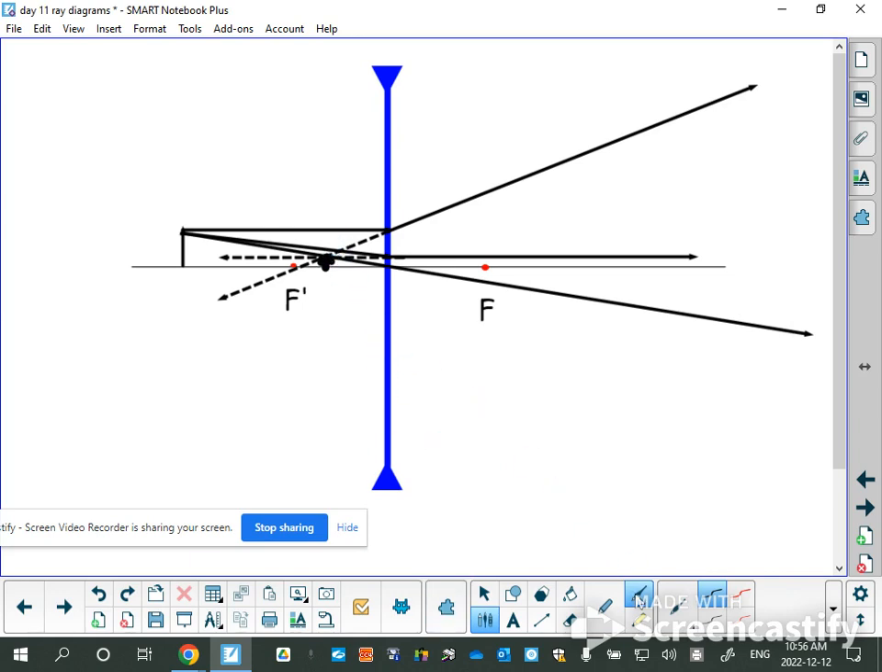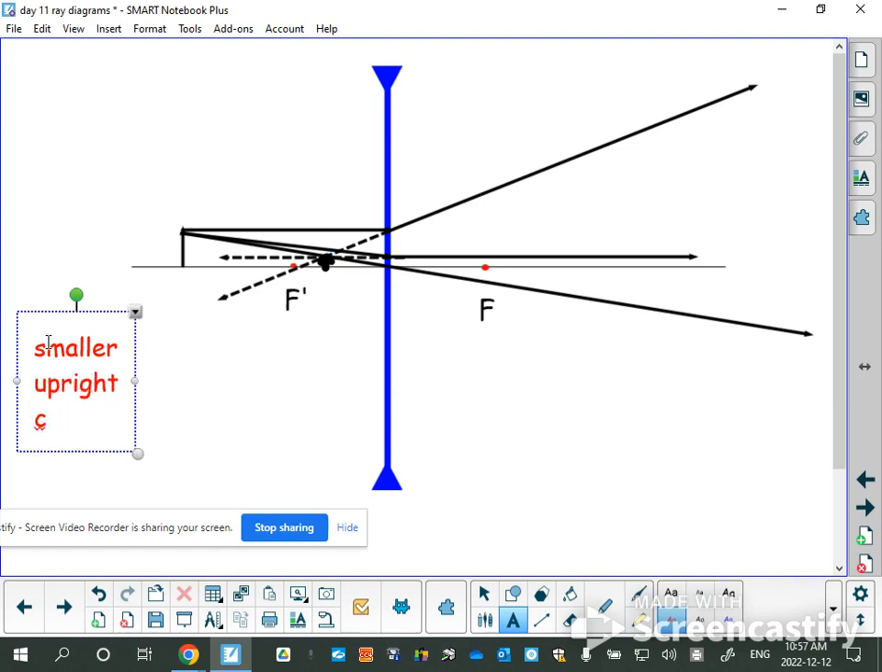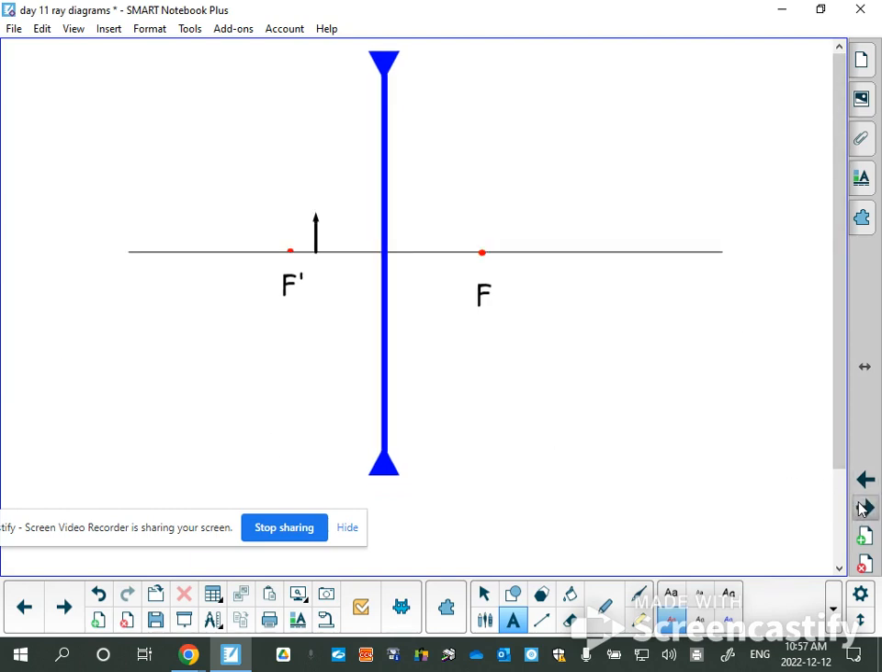It'll be a tiny little arrow, but it's still an arrow. It is above the principal axis, so it is upright. And I can just now name that it is smaller, it is upright, it is closer than the original object to the lens, and it will be virtual because I had to trace it back in order to see it, because I'd be looking through and my eyes would trace it back and see it. No screen, and upright is always virtual. We'll do one more of these just to make sure we're good at it.